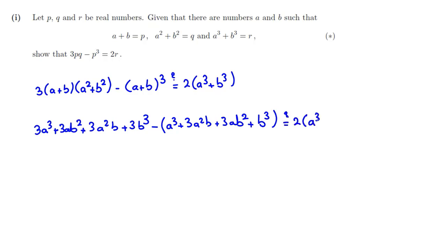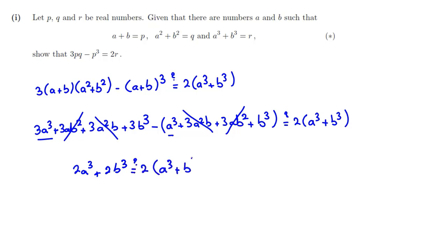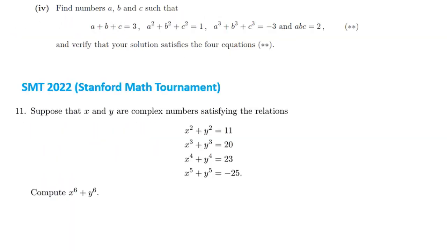Is it equal to 2(a cubed plus b cubed)? 3a cubed minus a cubed will be 2a cubed. 3ab squared minus 3ab squared will be cancelled. 3a squared b and 3a squared b will be cancelled. 3b cubed minus b cubed is 2b cubed, equal to 2(a cubed plus b cubed). Okay, so this one is correct. It is part 1. We've solved it completely. Let's solve the next parts.